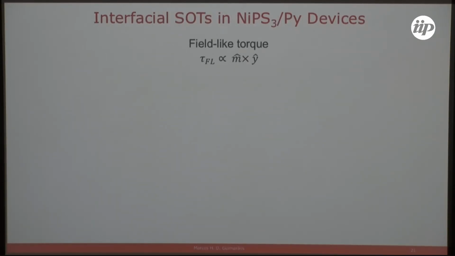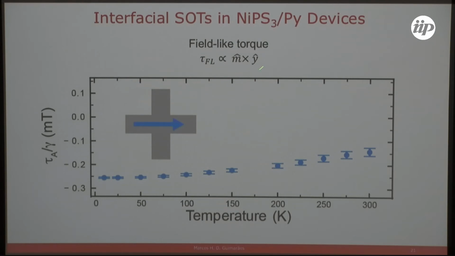Okay, so let's see how they look. This we are measuring with a slightly different technique, but we can extract the torques nonetheless. If you look at the field-like torque, the one that would be coming from the Ørsted fields, here there's a catch. There's no current going through the nickel thiophosphate because it's an insulator. So all the torques that we measure here have to be interfacial torques. So it has to arise from the interface between our layered material and the permalloy, right?